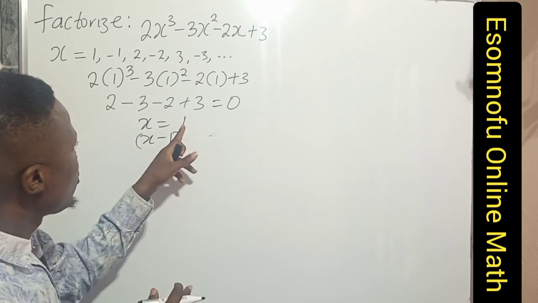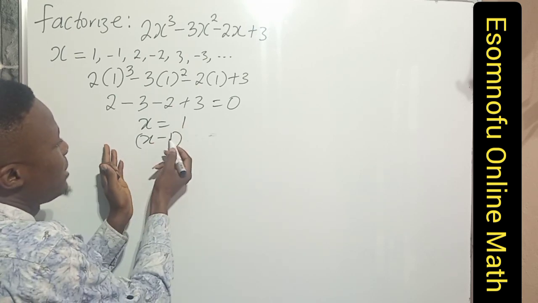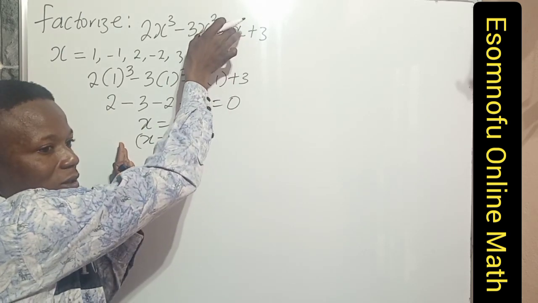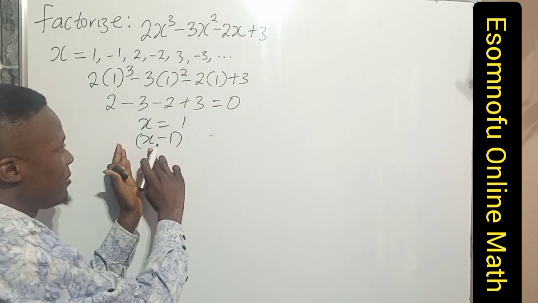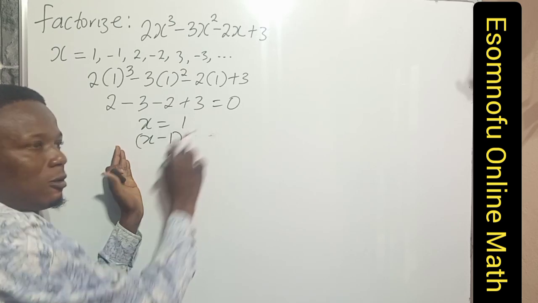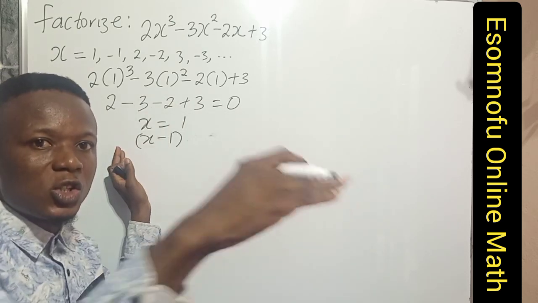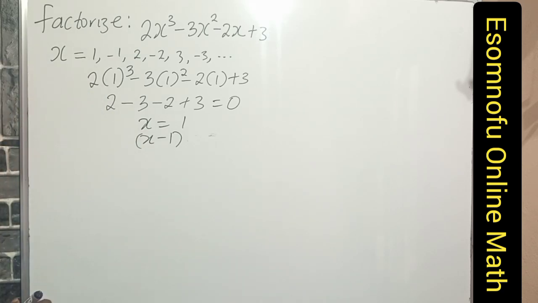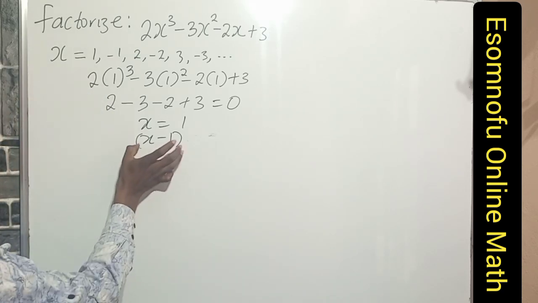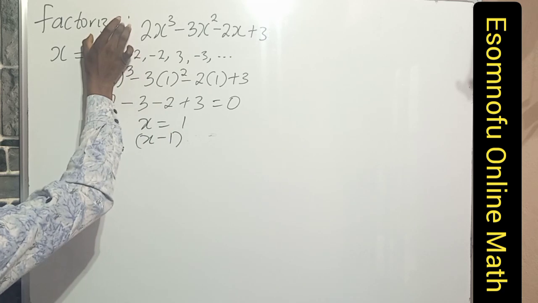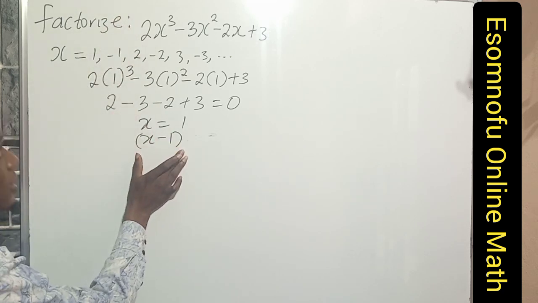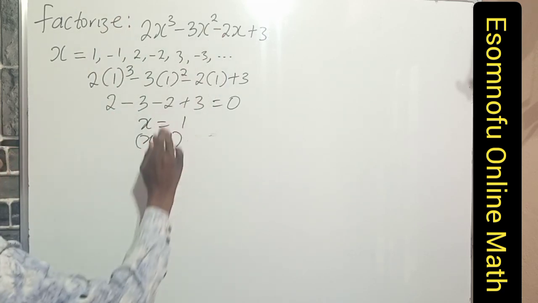So having known that 1 satisfied this, we now know that x minus 1 should divide this. Assuming it is 2, we have x minus 2. If it is minus 4, we have x plus 4. Negative turns to positive, while positive turns to negative. Now, the next step here, because we have found one factor of it, we are asked to factorize. Since we found one factor of it, we have to divide this polynomial by this.